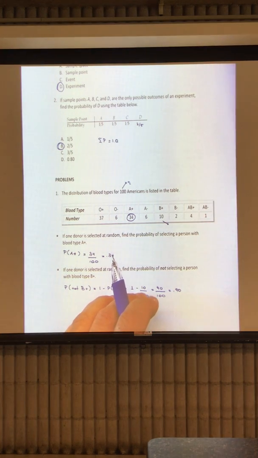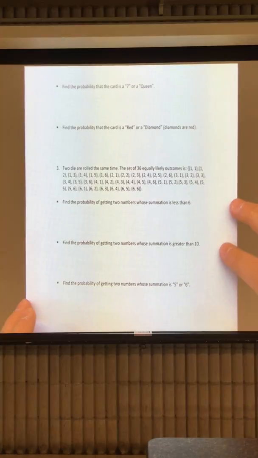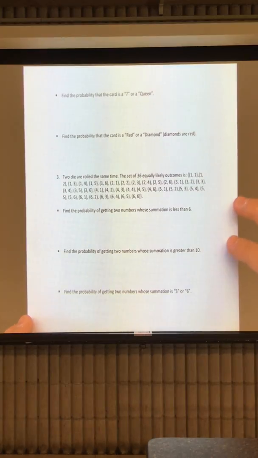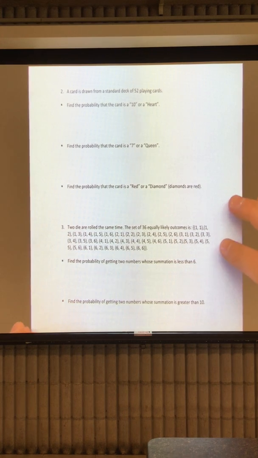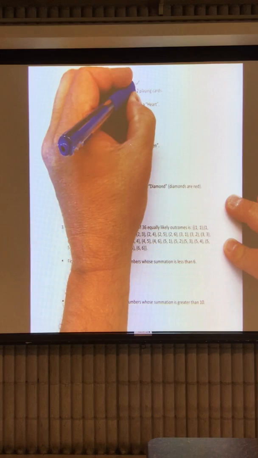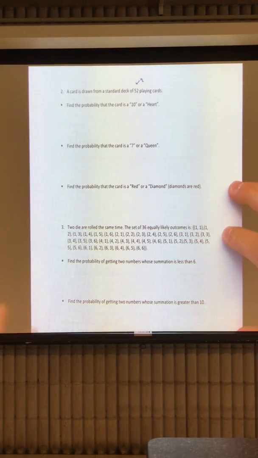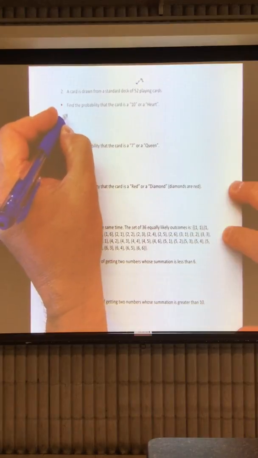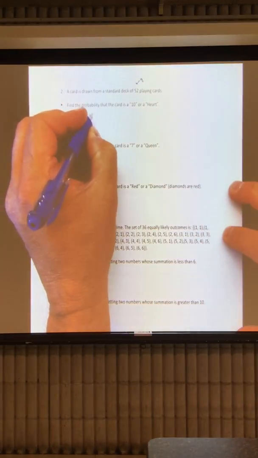Let's move on with problem number 2. In this case, we have to work with cards. So we have a card that is drawn from a standard deck of cards. We have 52 cards. So keep in mind, this is going to be your N. What is the probability that you have a 10 or a heart? Probability to have a 10 or a heart.